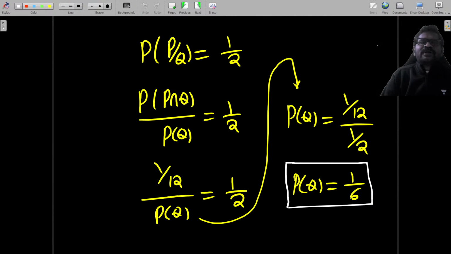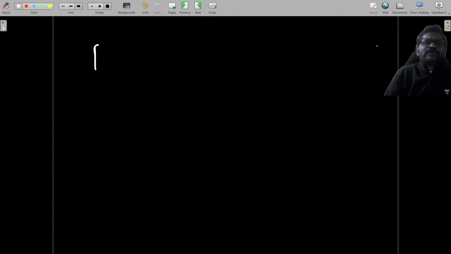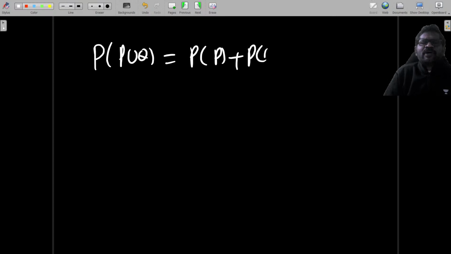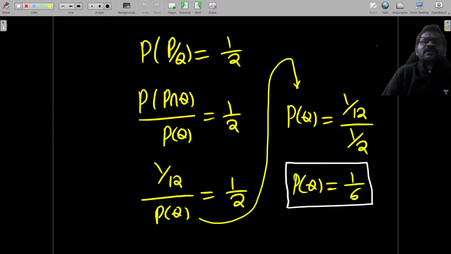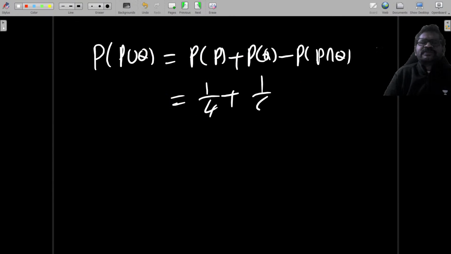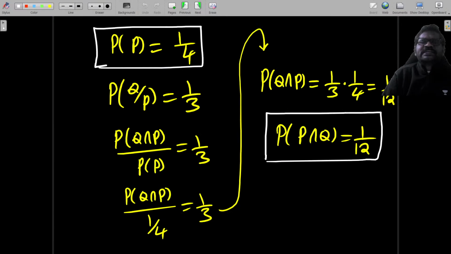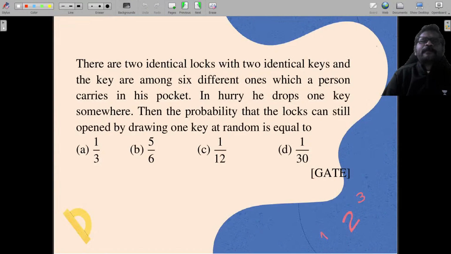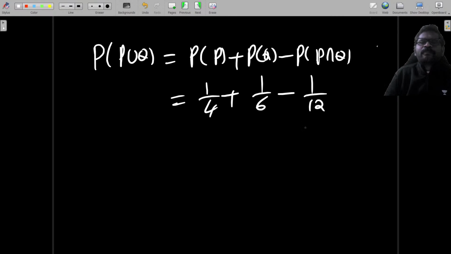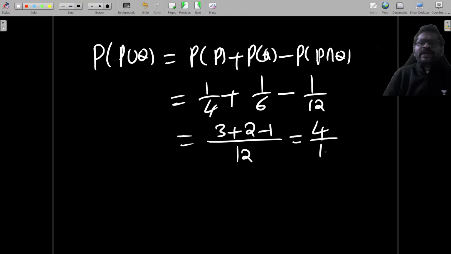Now we can find out probability of P union Q equal to probability of P plus probability of Q minus probability of P intersection Q. Probability of P is 1 by 4. Probability of Q is 1 by 6. Probability of P intersection Q is 1 by 12. That is 4 by 12, 1 by 3.